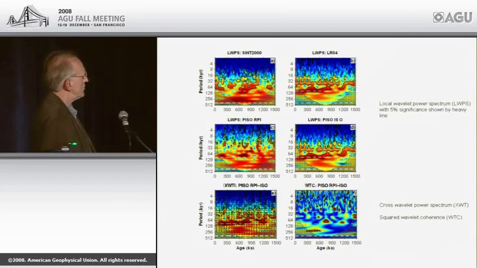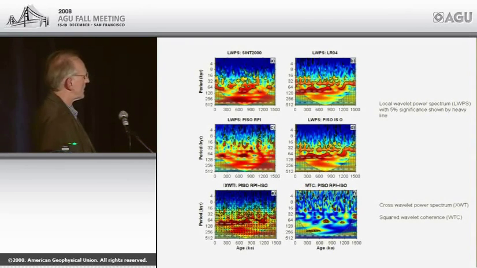Now, in the new isotope stack, this is what the wavelet power spectrum looks like. It has characteristic 41 and 100 kiloyear power, and it's very similar to what you get if you ran the same routine on the LR04 stack. You see a very similar picture. So the isotope stack has a lot of the characteristic orbital power. The paleointensity stack does not.